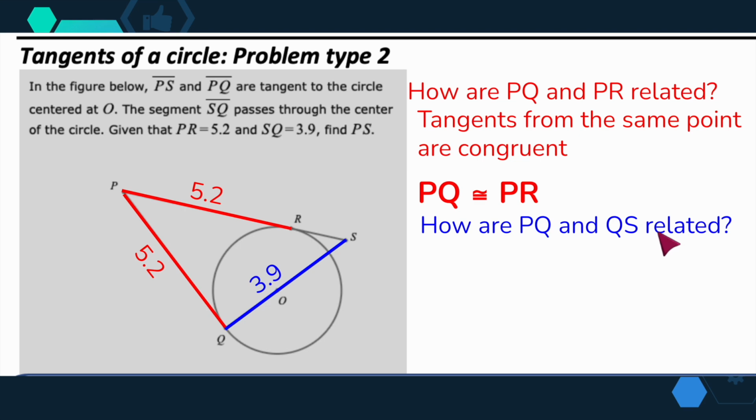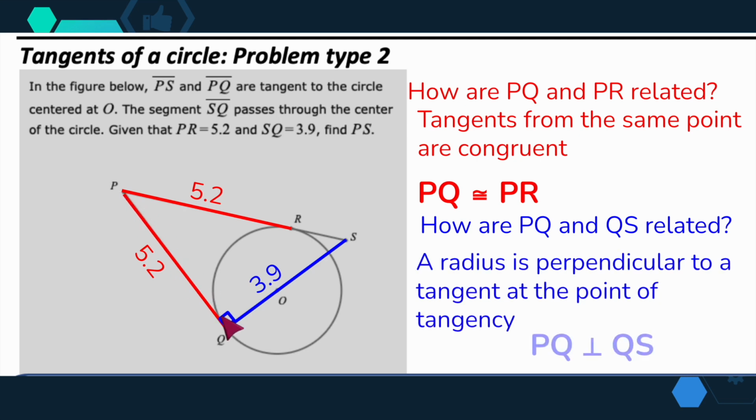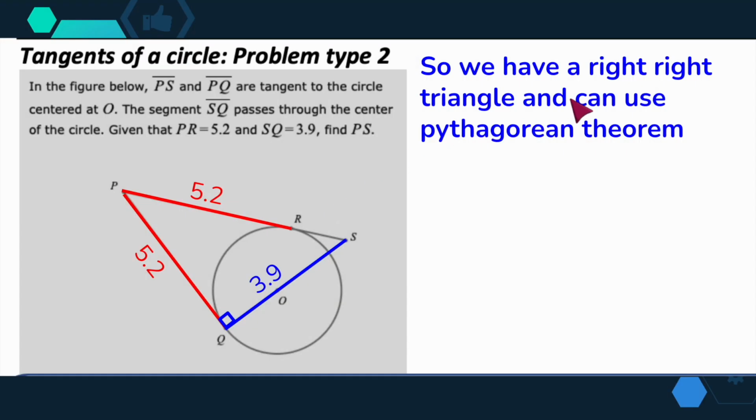And how are PQ and QS related? So they're not necessarily related by being congruent or anything like that, but if we think about either just the radius or the diameter, that's going to be perpendicular to the tangent, right? So we know that that's a perpendicular angle here. That's a right angle. So that helps us because now I have a big giant right angle. I'm going to use the Pythagorean theorem again to fill in this little piece. So we're going to go through and do our a squared plus b squared equals c squared, but we have a little bit of a funny piece on this one.